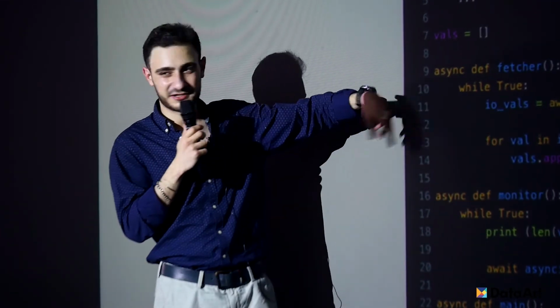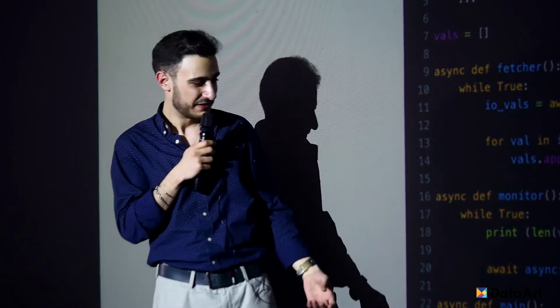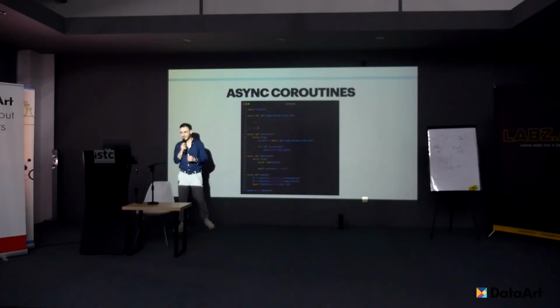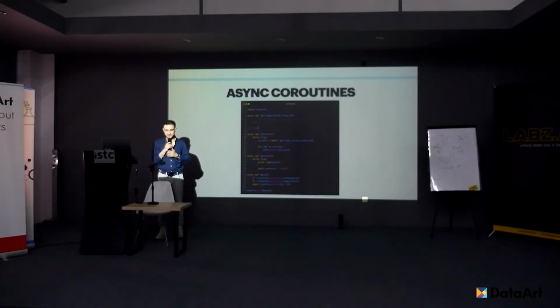So like fetcher continues getting the values before getting back to monitor and printing the values. So this is some kind of workaround to yield control. It's actually very useful and used in many cases. We'll see it also in our next talk when we will try to see practical applications.